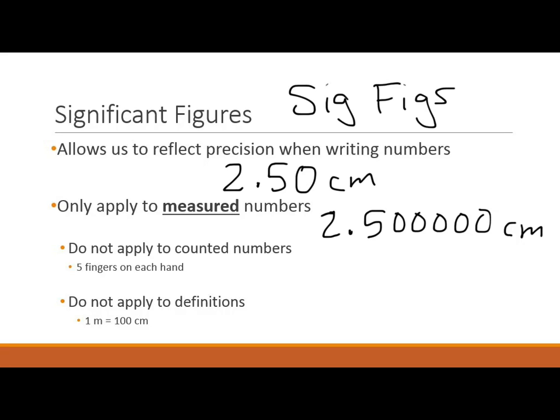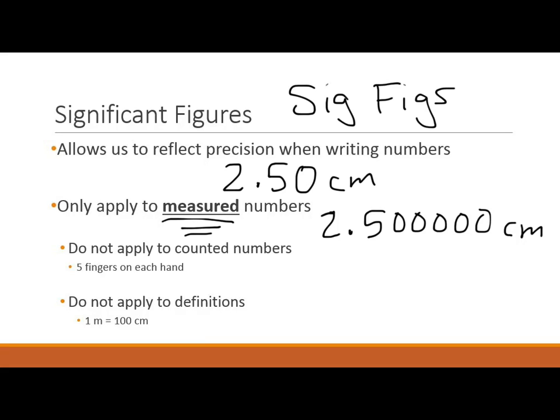Now, a couple of things to remember. First, these sig figs only apply to measured numbers. That's very important. It doesn't apply to counted numbers. So for instance, I know that I have 5 fingers on each hand and 5 toes on each foot. Those are counted numbers. I know that it's not 5.01 fingers or 4.98 fingers on each hand. Also, anytime you have a definition or a conversion factor, so for instance, 1 meter is exactly 100 centimeters, or 1 foot is exactly 12 inches, not 12.1 inches and not 11.3 inches. These are exact numbers, so we don't need to worry about significant figures in those cases. Or if you prefer to think of it in this way, you can say that counted numbers or definitions have infinite sig figs.